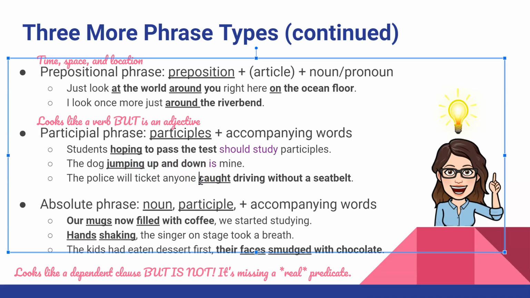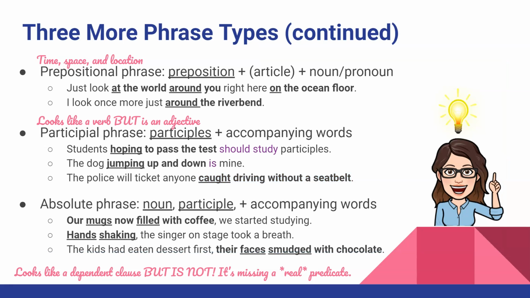Who's going to get a ticket? Anyone caught driving without a seatbelt. Caught could be a verb. Right now, it's describing anyone. Okay? So be a little bit careful with these in terms of differentiating in your mind. Is this a verb phrase right now, or is this a participial phrase? You know it's a participial phrase if we're in describing mode.